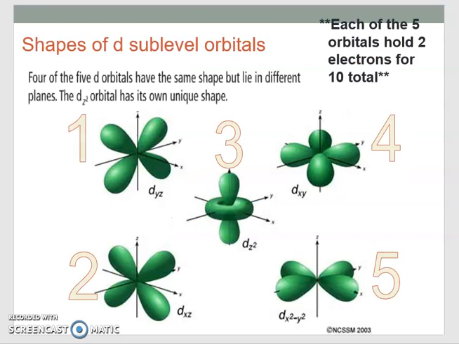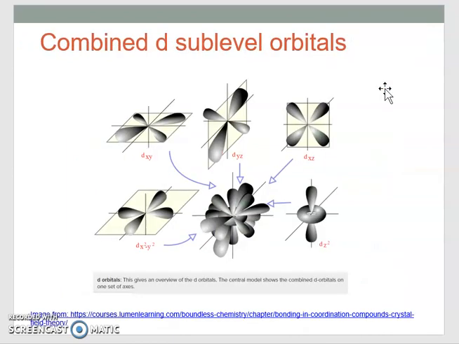Our D sublevel orbitals, here are the different shapes. They each have their own shape, and are in a different plane. Each of the 5 orbitals, again, can hold 2 electrons for 10 electrons total. So orbital number 1 can hold 2 electrons, orbital number 2 can hold 2 electrons, orbital number 3, 2 electrons, 4, 2 electrons, 5, 2 electrons, so that we have 10 total electrons. All of these would be combined into the picture that you see here.